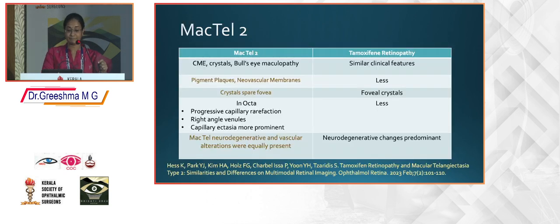The most important differential of tamoxifen retinopathy is MACTEL-2. Clinically both are very similar, except that in tamoxifen retinopathy you obviously have the history of drug intake, and in MACTEL-2 there is a higher chance of pigment plaques and neovascular membranes. Also note that in MACTEL-2 crystals do spare the fovea, and OCTA shows more changes in MACTEL-2. The vascular changes are more prominent in MACTEL-2.